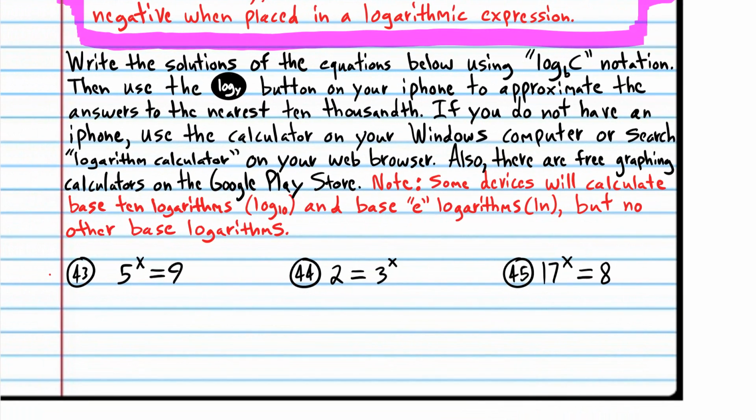Just be aware, read here in red, that some devices will calculate base 10 logarithms and base e logarithms, but no other base logarithms. For example, I think the built-in Android calculator will only do base 10 and e, I believe. Last time I checked, but I might be wrong about that now.